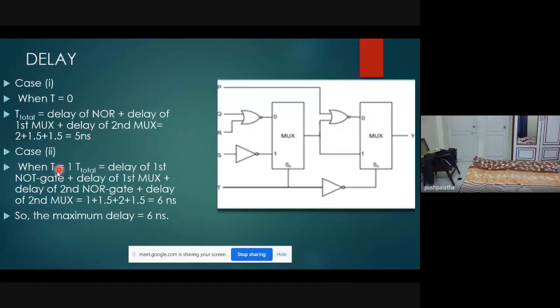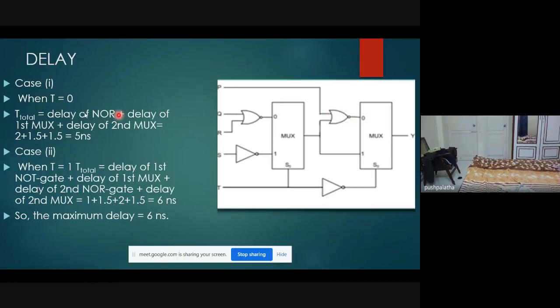Now if I consider t equal to 1, what will happen? With t equal to 1, the first mux will select the input which is connected with the NOT gate, right? Now when t equal to 1, obviously here it will become a 0. In the second mux, it will connect the 0 input which is connected to the NOR gate. Now how will you calculate the delay?